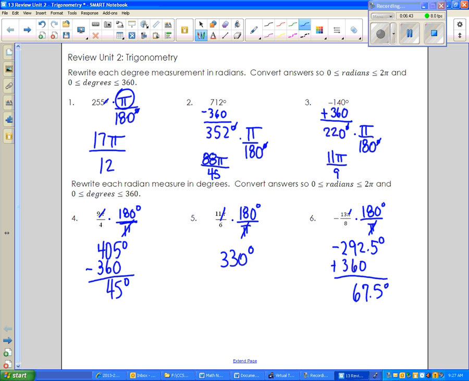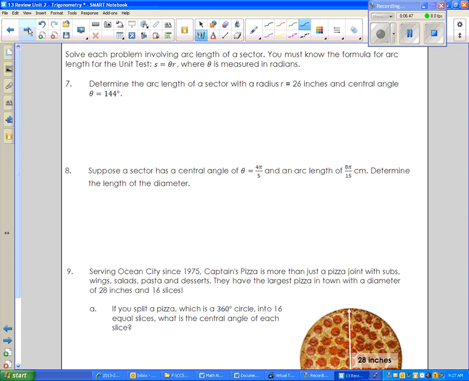Okay. In the next set of problems, we're dealing with arc length. And it is expected that you have this formula memorized, that the arc length for a circle, or for a sector of a circle, is equal to theta times the radius, where theta is measured in radians. So you do need to make sure that if you're given a theta value in degrees, the first thing you do is convert it to radians.